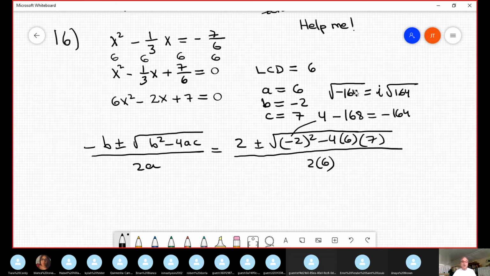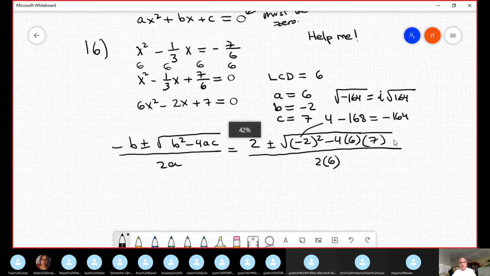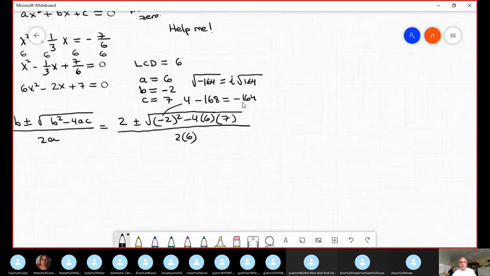Let me try to simplify a little bit because it's possible. Simplification. Okay, I need the exact answer. In the calculator, you put square root 164 and get the decimal approximation. I don't want the decimal approximation. I want the exact answer.